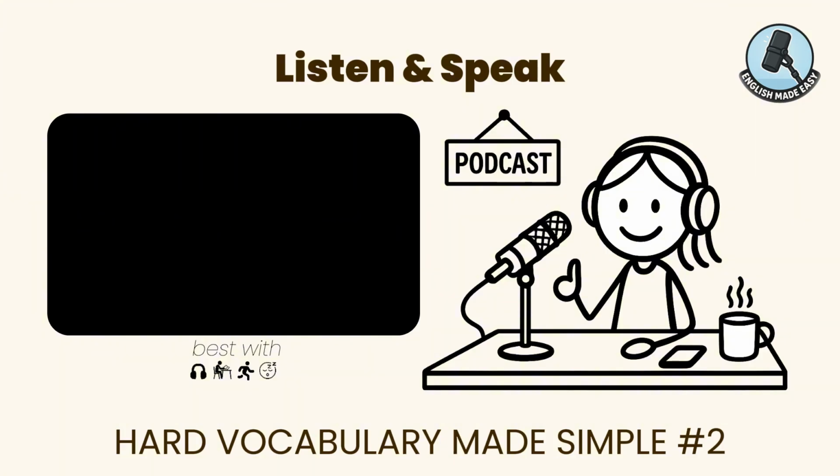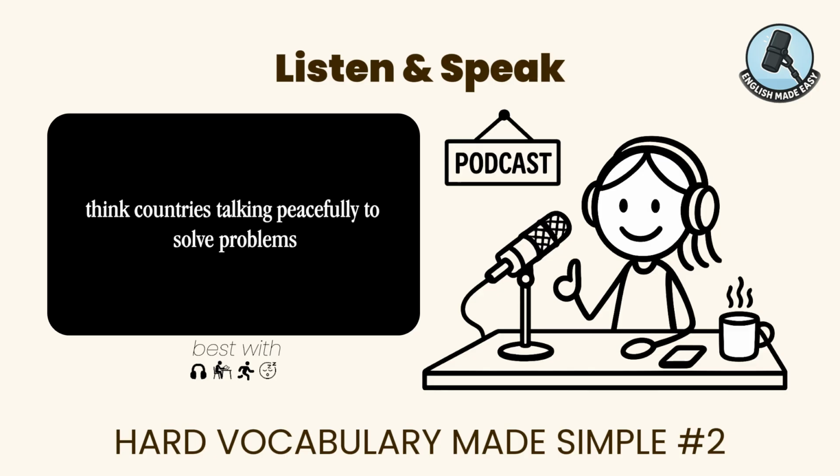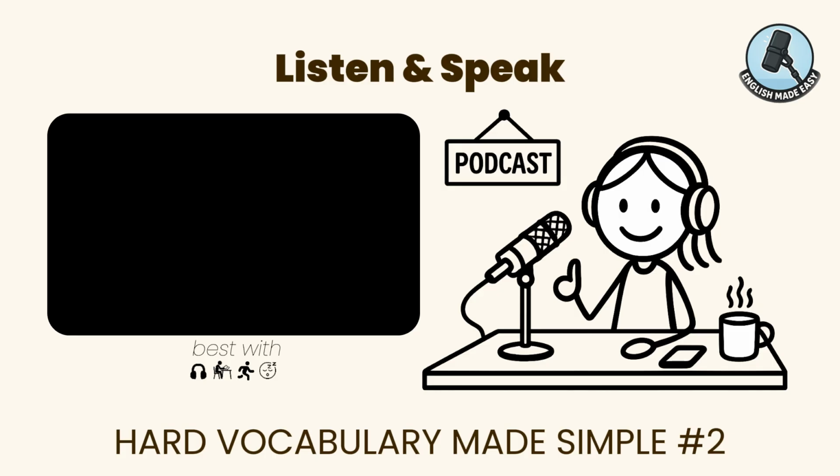between nations. A quick tip: the people who have this job are called diplomats. The adjective is diplomatic. If you describe a person as diplomatic, you are giving them a compliment. It means they are skilled at handling difficult situations or people politely and without causing offense. For example, his answer was very diplomatic. When you hear diplomacy, think countries talking peacefully to solve problems.